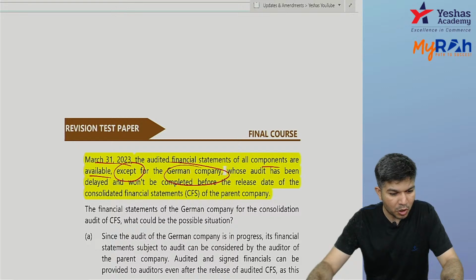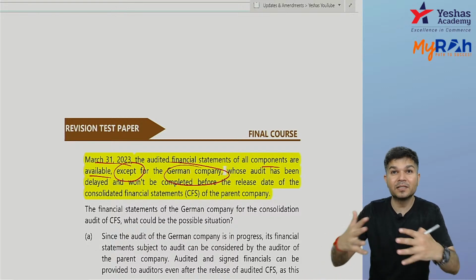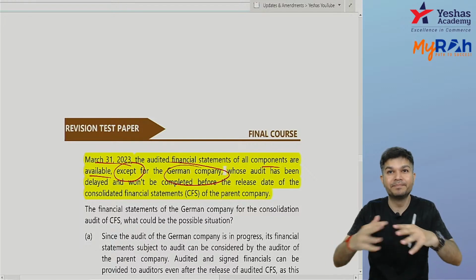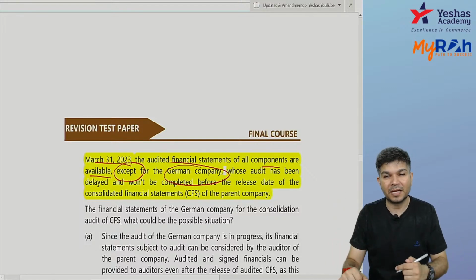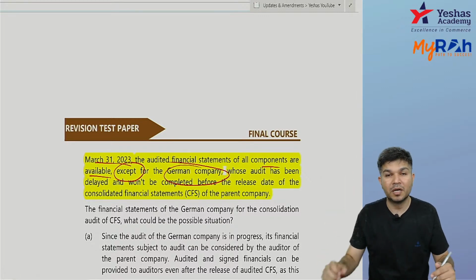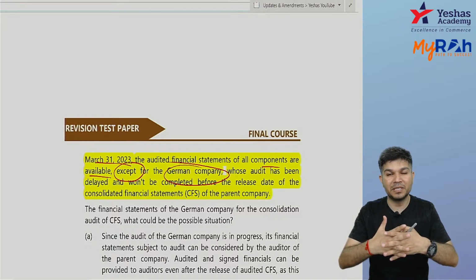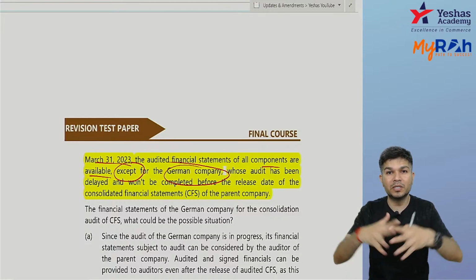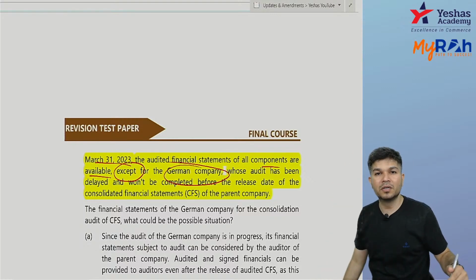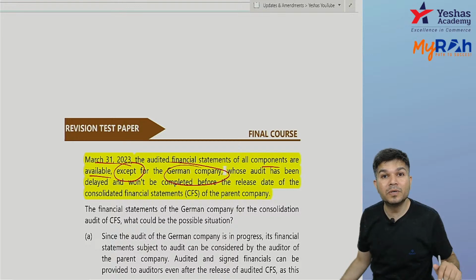If their figures will not be available, I can consolidate the last year's old figures, but the gap should not be more than 3 months. Here the gap will be more, so that will not be allowed. Now if I don't combine the figures of Germany, imagine Germany's figures are not included, so all figures will be wrong. Sales, purchases, everything will be wrong. The auditor should give an adverse opinion.